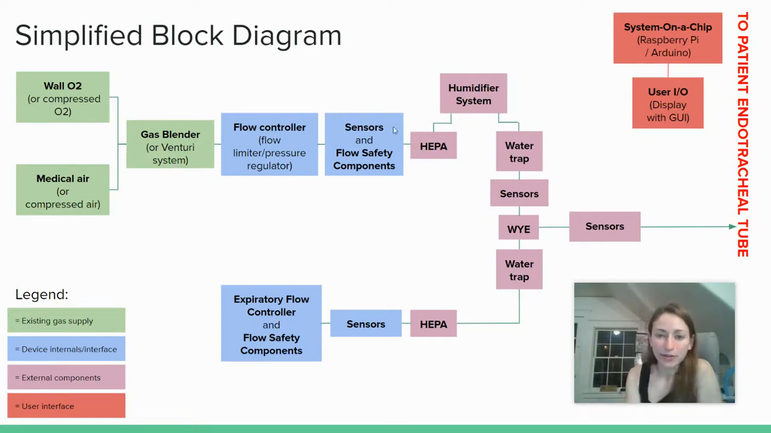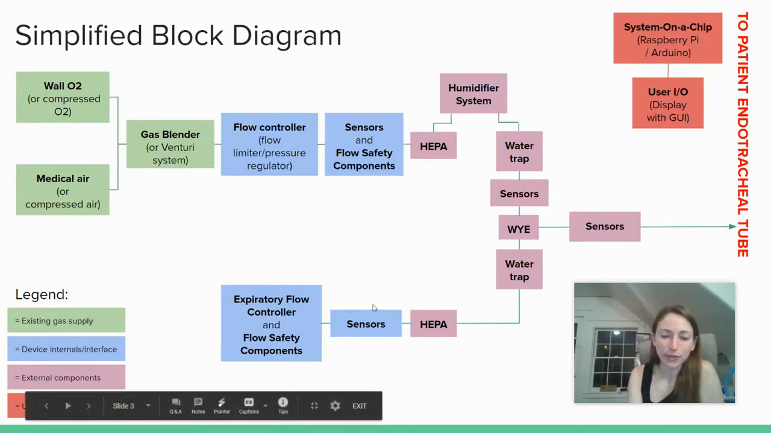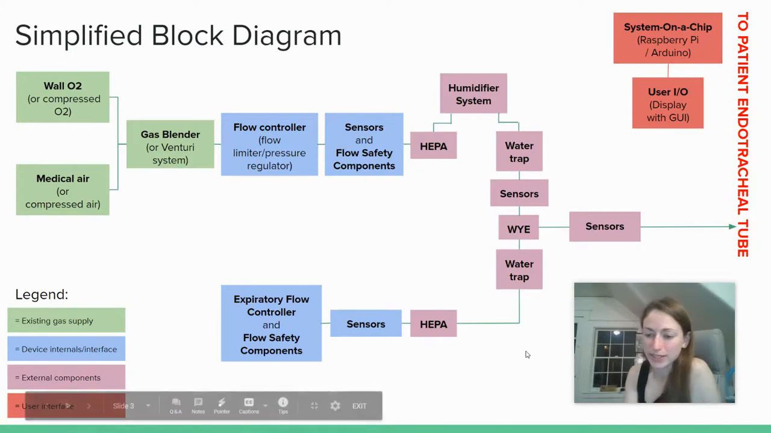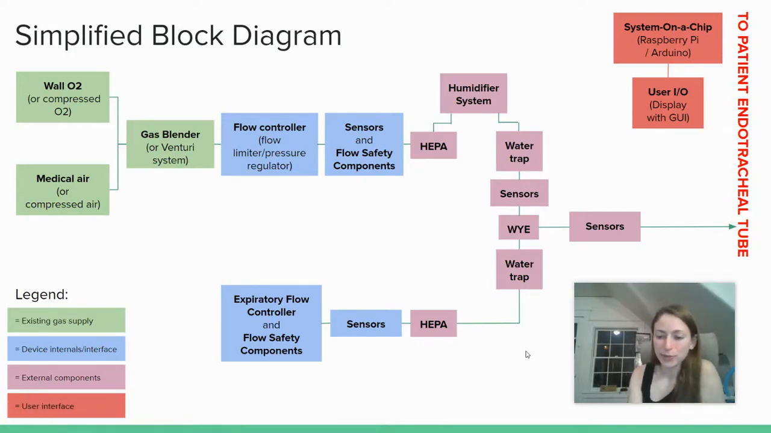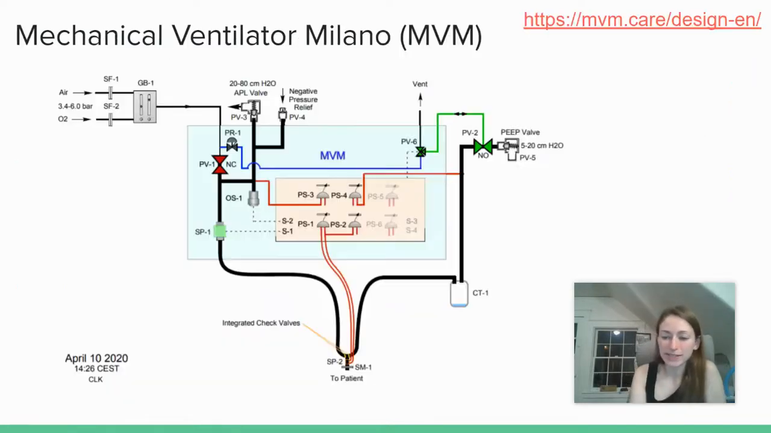We'll be able to follow the inspiratory limb to the patient side at the endotracheal tube, assuming the patient's been intubated, and then follow the expiratory limb to find whatever flow controller components you have working down here. So that's what we'll keep in mind as we look through these designs. And the first one we're going to check out is the MVM, the Mechanical Ventilator Milano project.